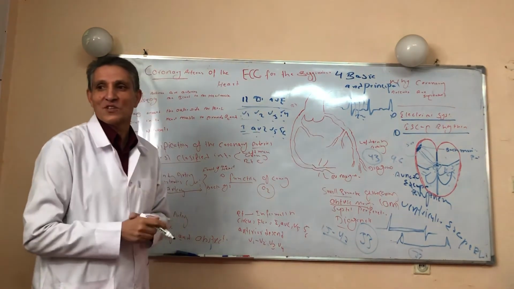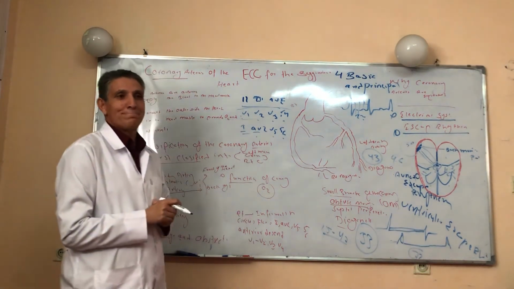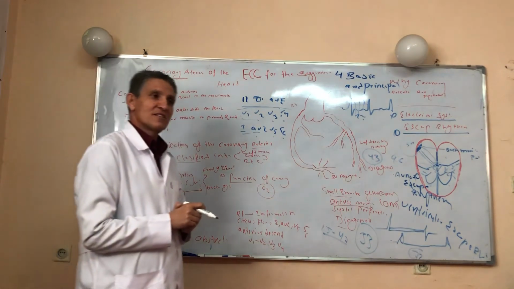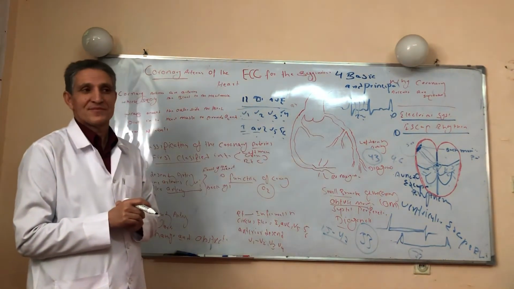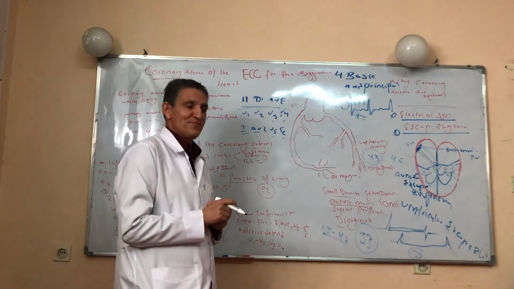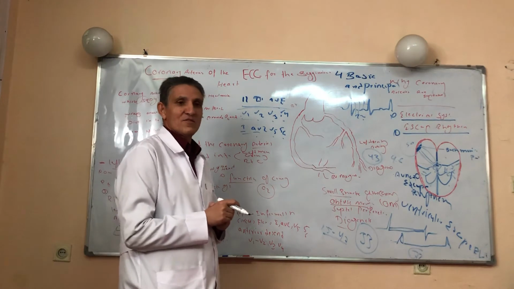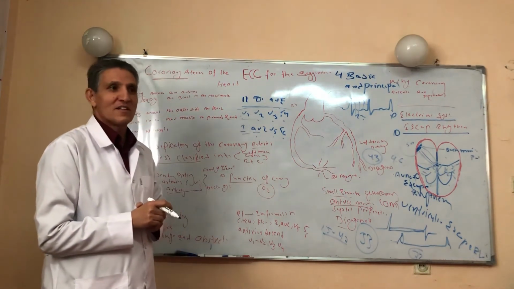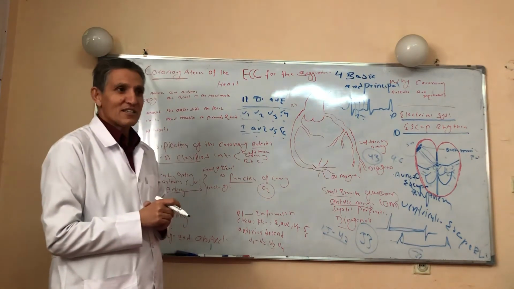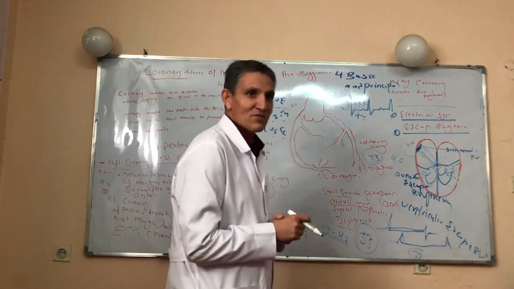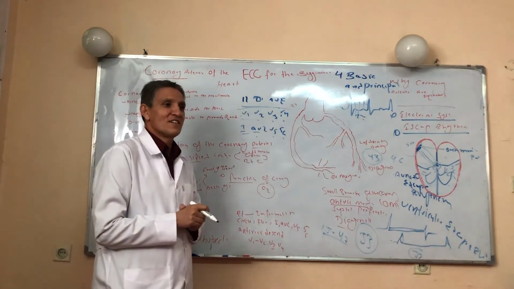Classification of the coronary arteries. The coronary artery is classified in two categories: the right coronary artery and the left coronary artery. The left coronary artery is divided into three parts: the left anterior descending artery, the obtuse marginal, and the circumflex artery. And then the right coronary artery.